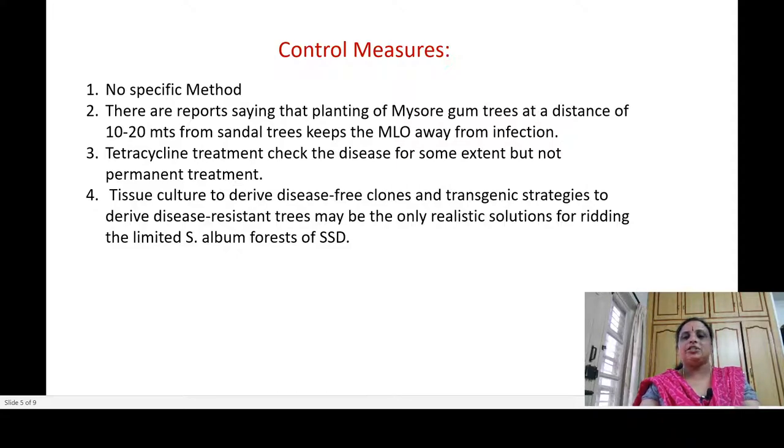However, there is various research happening to develop disease-resistant varieties by tissue culture methods to develop disease-free clones, and transgenic strategies to derive disease-resistant trees may be the only solution for ridding the limited Santalum album forest of sandal spike disease. In order to control sandal spike disease, we have to grow disease-resistant varieties using various tissue culture methods or transgenic approaches. This research is still in progress, and we have to go ahead. If any of our students are interested, they can take up these projects and develop disease-resistant varieties of Santalum album. So this is about the sandal spike disease.